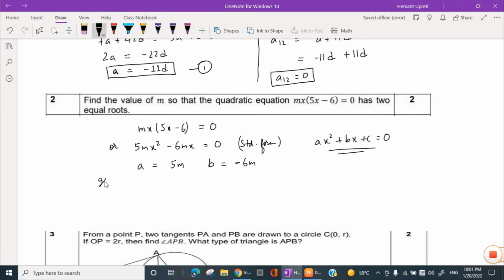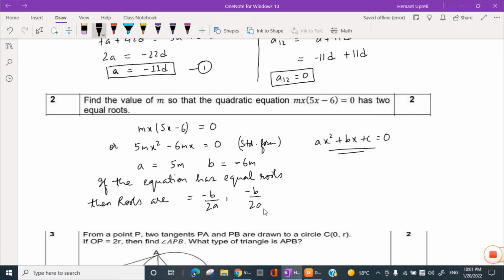तो if the equation has equal roots, तो हमें पता है अगर equal roots होते हैं तो the roots are minus b upon 2a and minus b upon 2a. आप values put कर दीजिए, minus minus 6m divided by 2 into 5m. So what you get, m and m gets cancelled and 2 into 3 is 6, so you get minus 3 upon 5. The same thing you will get here also. So minus 3 upon 5 each.